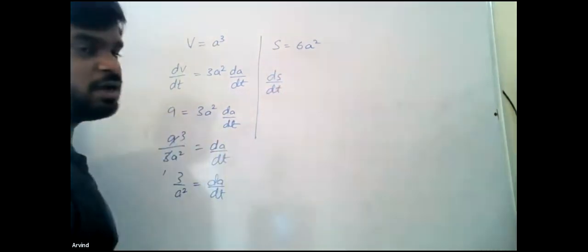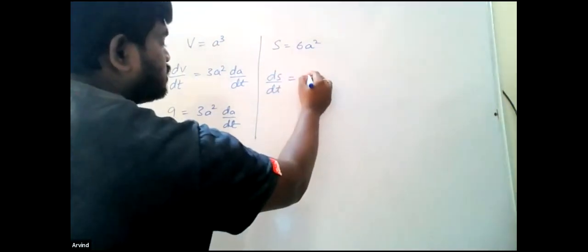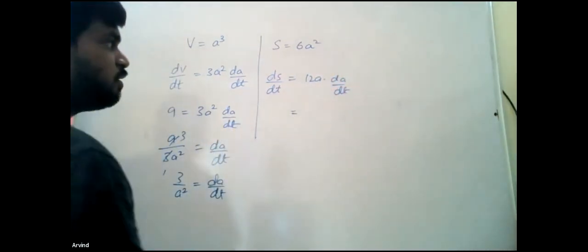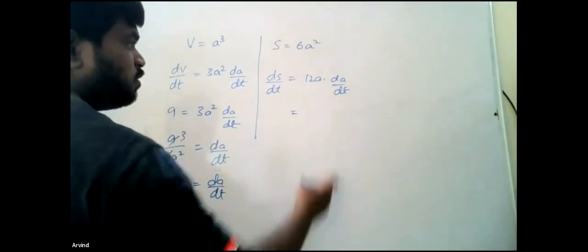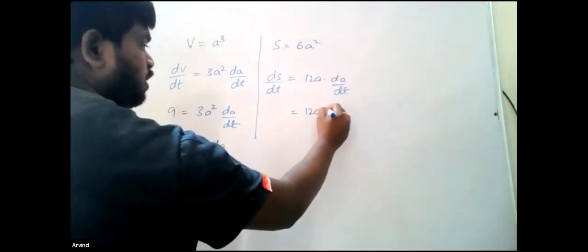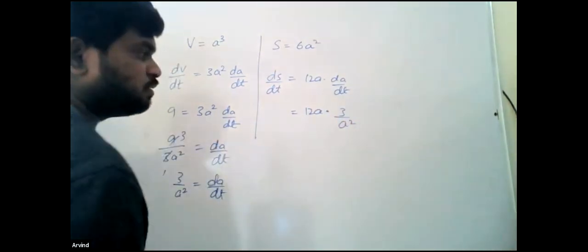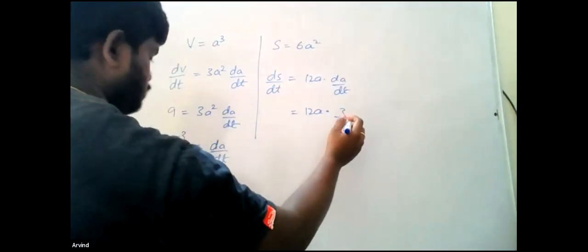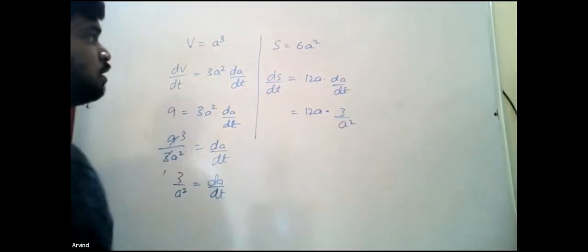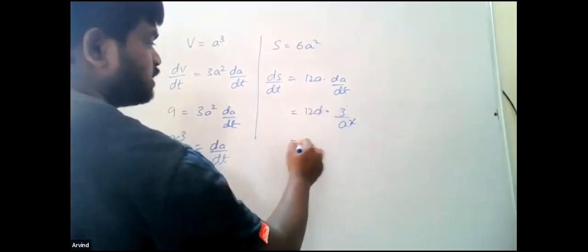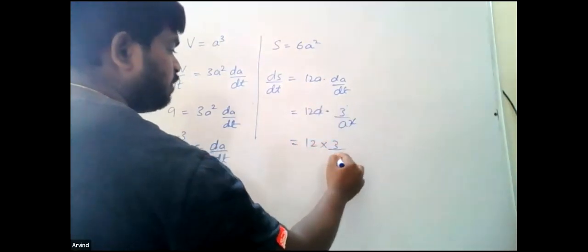So dS by dt, the rate of change of surface area with respect to time, is 12a into dA by dt, because you are differentiating with respect to time. That's why you get dA by dt. And dA by dt is 3 by a square. So a and a get cancelled. So 12 into 3 divided by a.